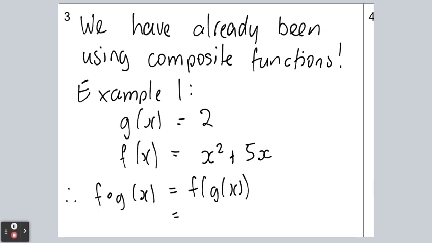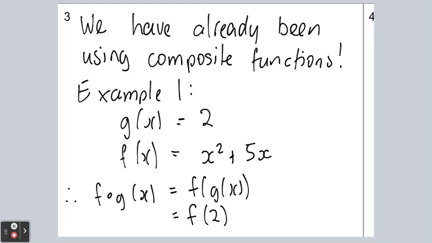So that's a straight line graph. And then f of x equals x squared plus 5x, which is some kind of quadratic, right? Well, f composed with g of x would be, we take g of x and we work out what g of x is. Well, that's pretty easy. It's just 2. Okay, so we end up with f of 2.